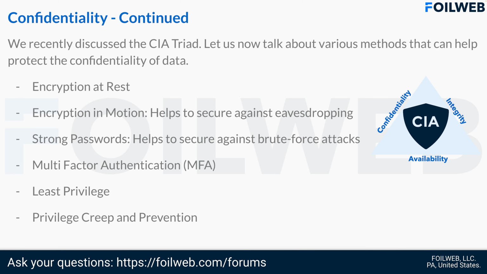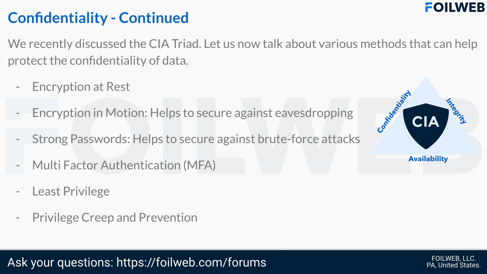We recently discussed the CIA Triad. Let us now see various methods that can help protect the confidentiality of data. Encryption at rest. It refers to encrypting the data at rest or while it is stored on a drive. We can encrypt entire drives or individual partitions. If an encrypted drive is stolen, the adversary may not be able to access the confidential data stored on the encrypted drive unless they have access to the key and the passphrase to activate the key. That's assuming, though, that the encryption is strong enough.